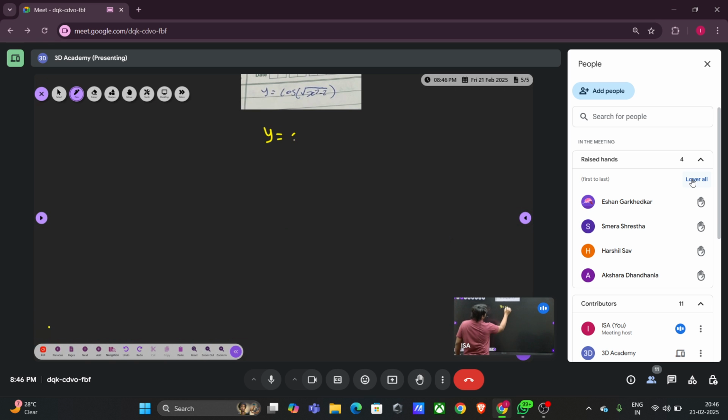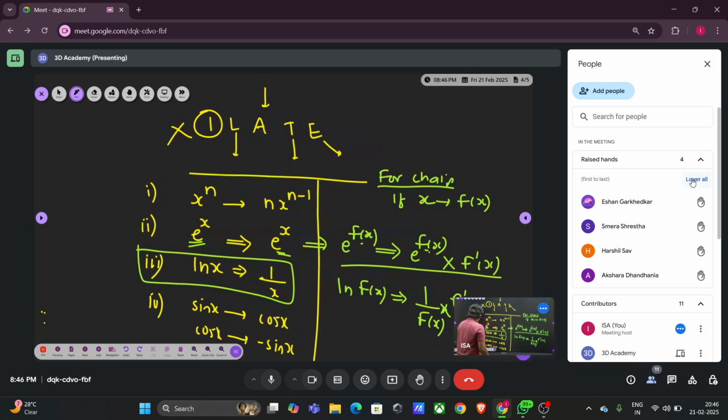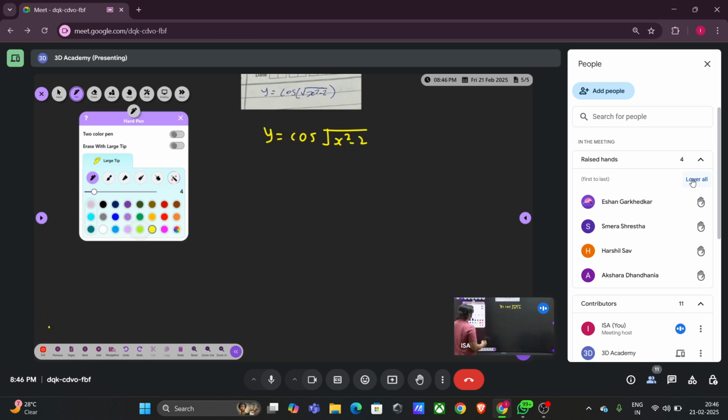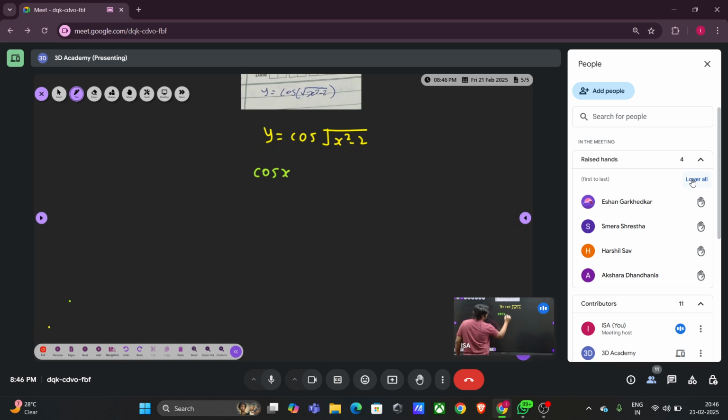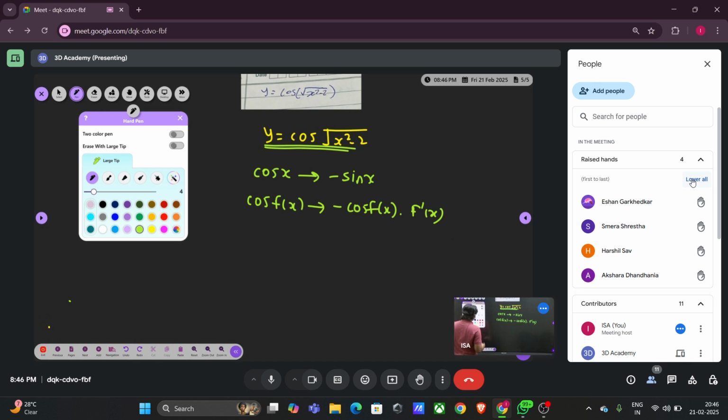See, y equals cos root x square minus 2 is given. Correct? Now you can tell me, guys, cos x का differentiation क्या? Minus sin x. So I'll just quickly write down the differentiation here. ठीक है? See, cos x का differentiation is minus sin x. So basic form, just keep this in mind. Basic form, cos f of x का differentiation will be minus sin f of x into multiplication of differentiation of f of x. So if you look at this question, what do you see?